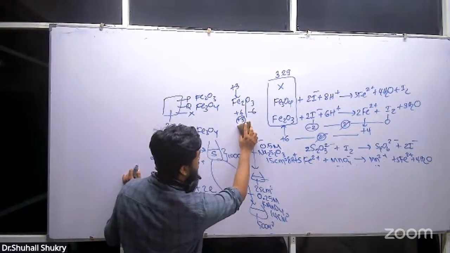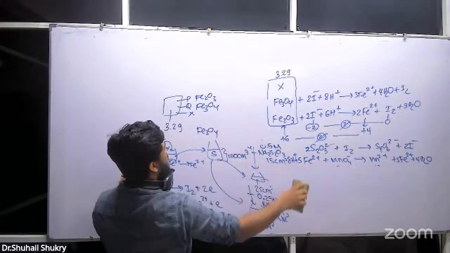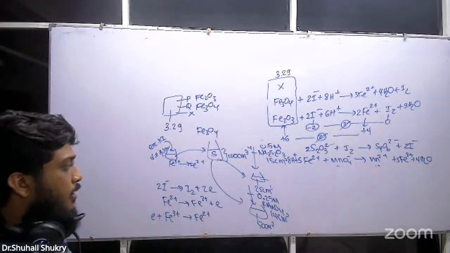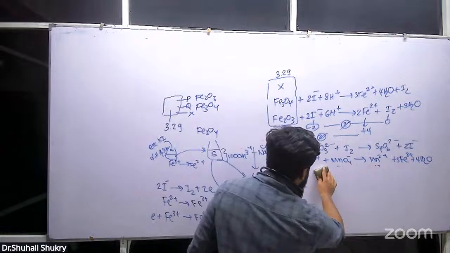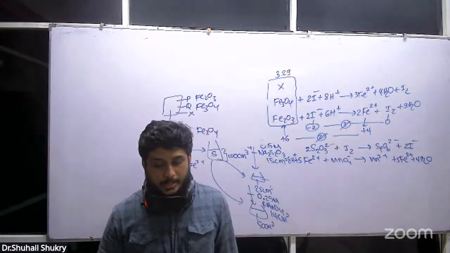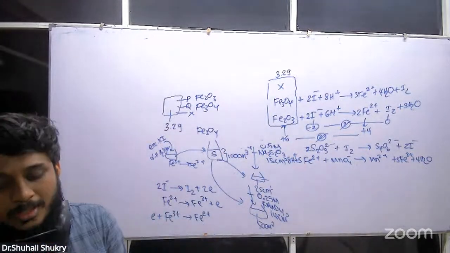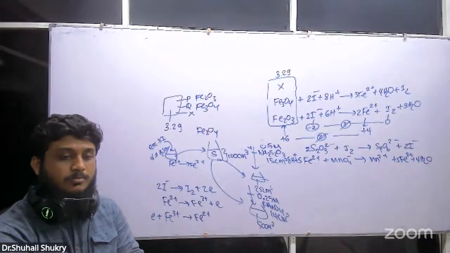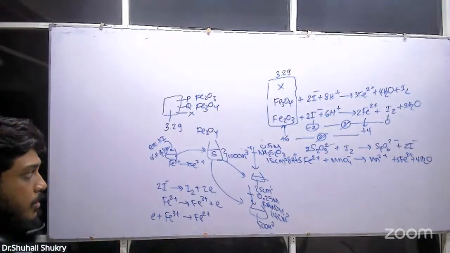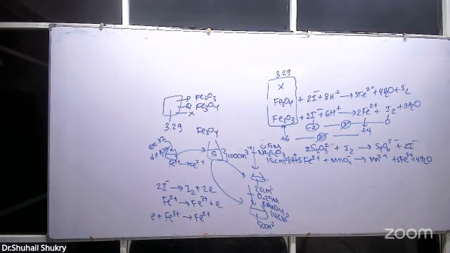Whatever necessary things, I have given everything now. Now we wrote all the necessary reactions. Next, the question directly asks: calculate the mass percentage of P and Q in X. Now, just observe what is happening here.